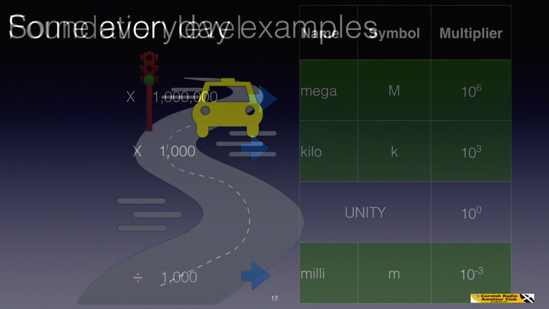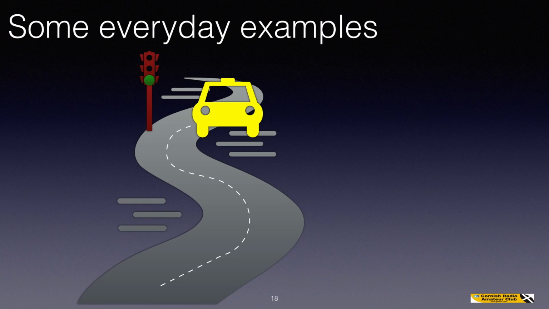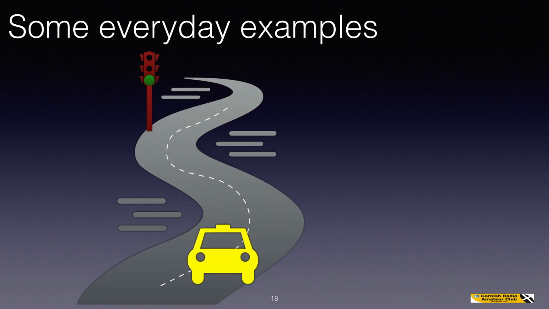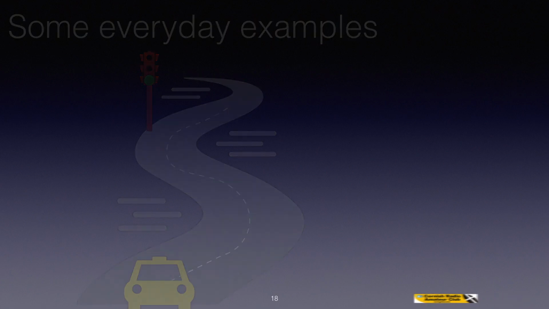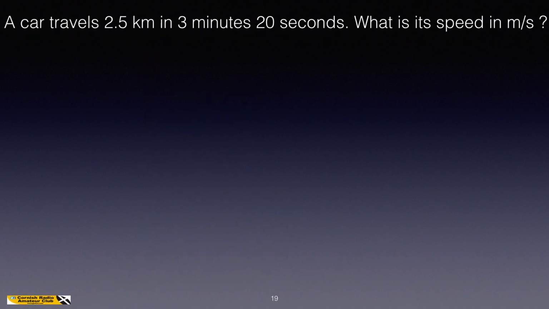So let's have a look at some everyday examples. And here we won't use any electrical symbols, we'll simply use some speed equals distance over time calculations, ones that we do every day when we're figuring out how fast we're driving. So let's have a look at this: a car travels 2.5 kilometers in 3 minutes and 20 seconds. What is its speed in meters per second? Again, you see the small m for meters and the small s for seconds.